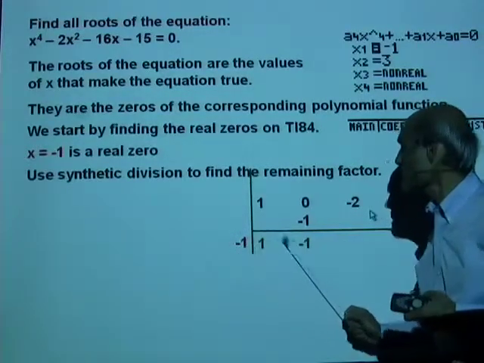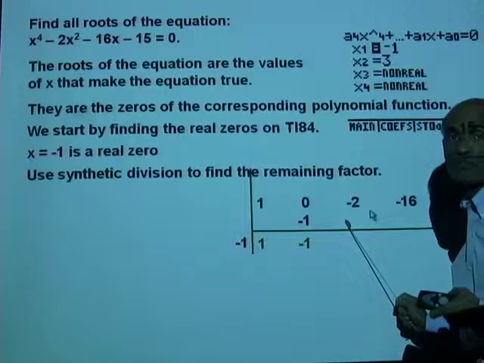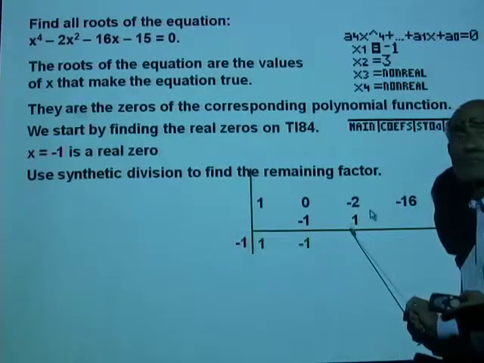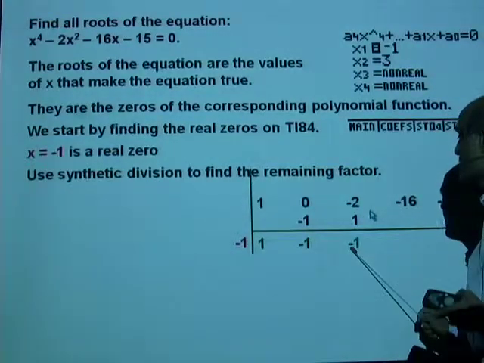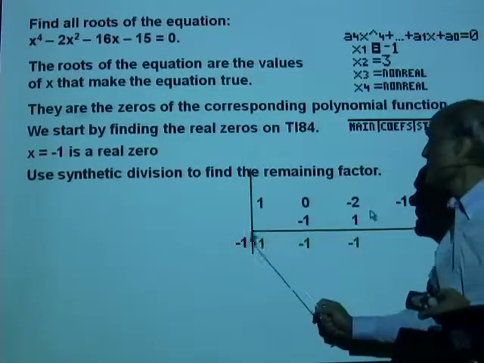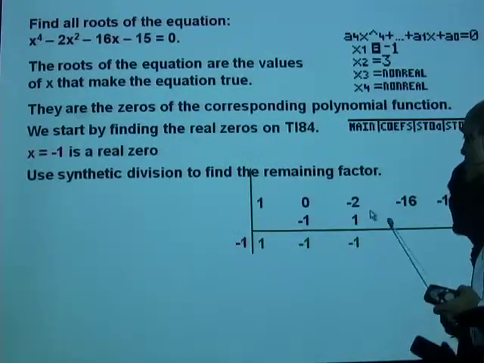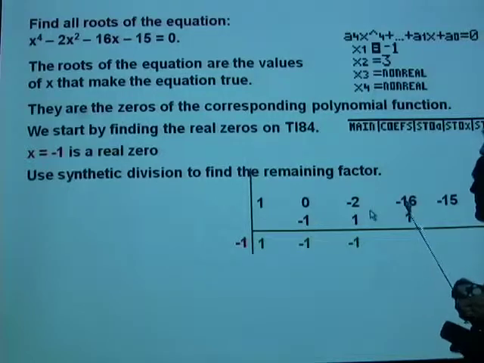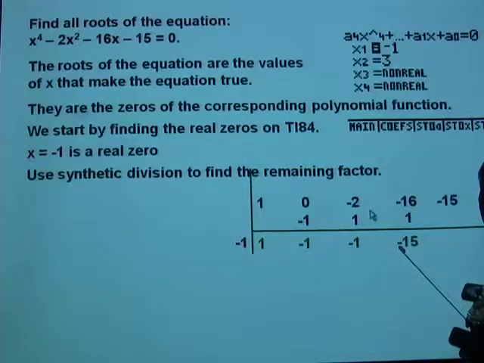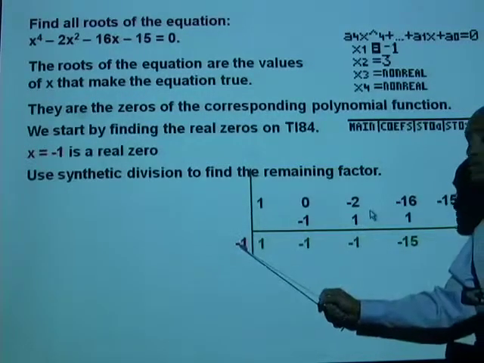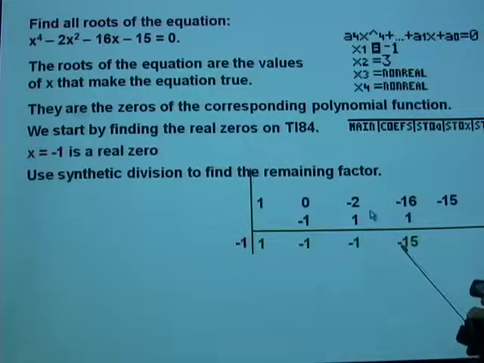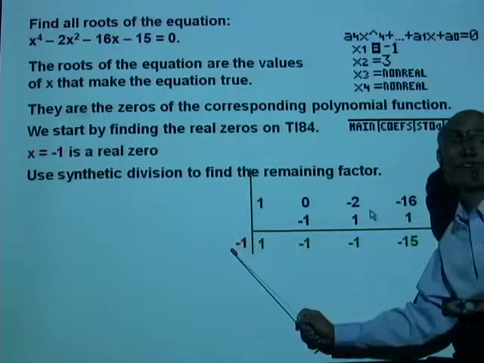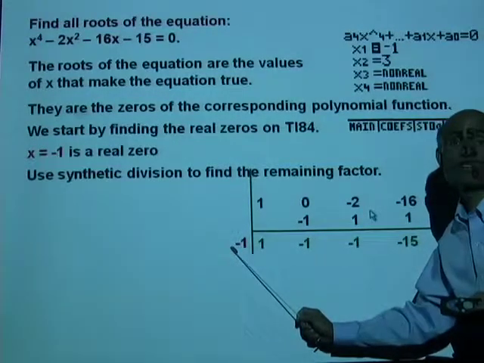Negative 1 times negative 1 is positive 1. Negative 2 added to positive 1 is negative 1. Negative 1 times negative 1 is positive 1. Added gives me negative 15. Negative 1 times negative 15 is positive 15, and the sum is 0. Well, obviously, we know x equal to negative 1 is a zero.